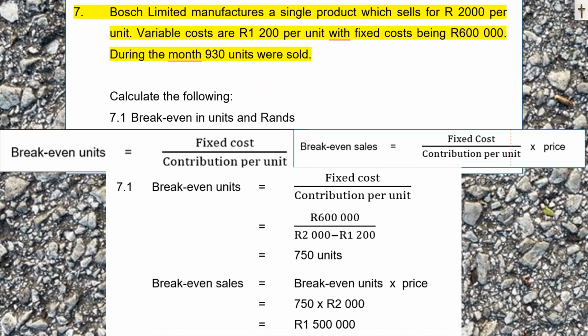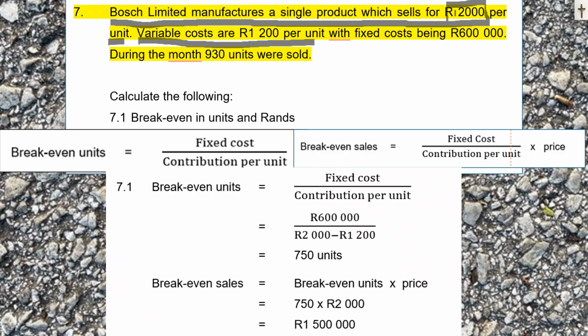In this example, let's have a look at what's required. Bosch Limited manufactures a single product which sells for 2,000 Rand per unit. Selling price: 2,000 Rand per unit. Variable costs are 1,200. So what is the contribution per unit? 2,000 minus 1,200 is the contribution per unit. There are fixed costs of 600,000, and during the month 930 units were sold.